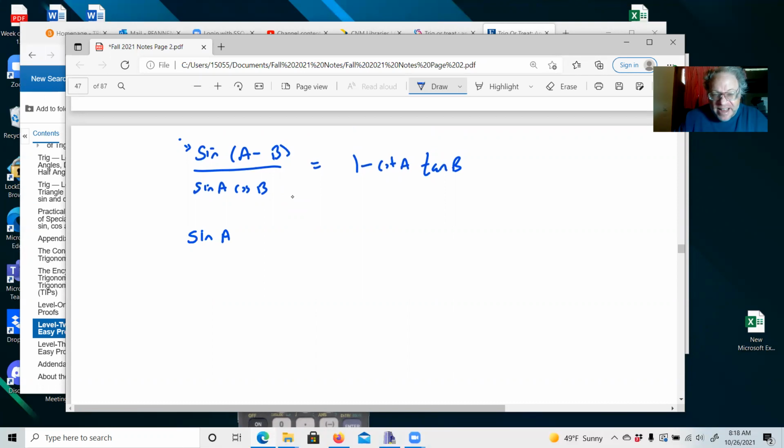So we have sine A cosine B minus cosine A times sine B. And the way we get this from the original one is to go from the odd even function.